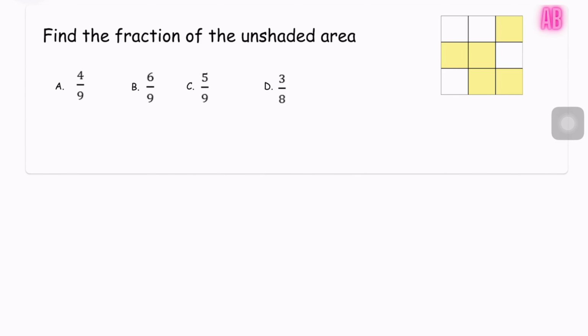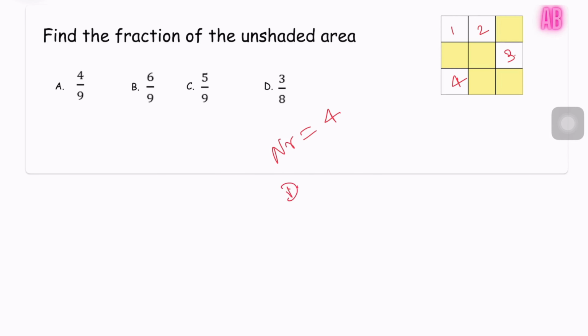Find the fraction of the unshaded area. Okay, so what will be the numerator here? Numerator. So how many boxes are unshaded? 1, 2, 3, 4. So the numerator will be 4 because they are asking for the unshaded area, right? How many boxes are unshaded? 1, 2, 3, 4. So the numerator will be 4.